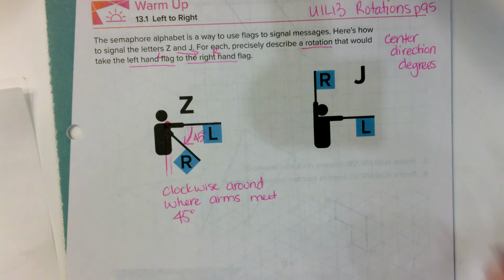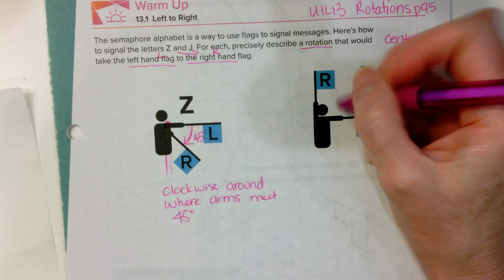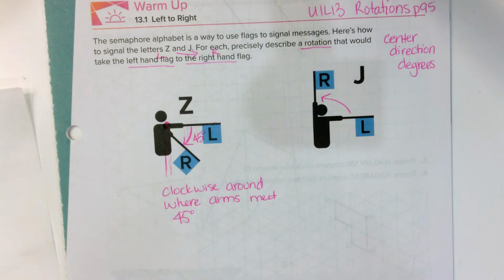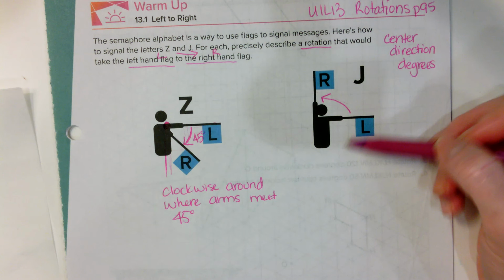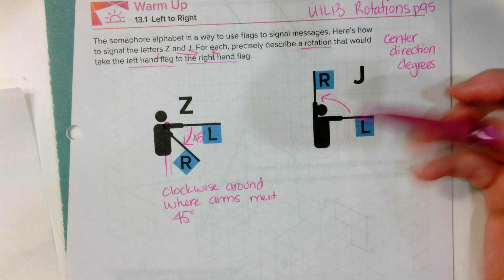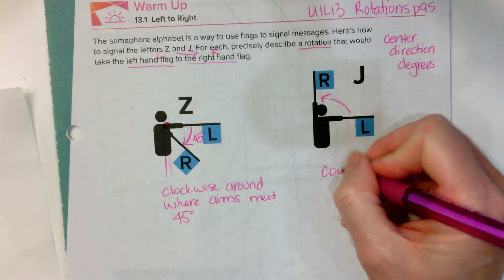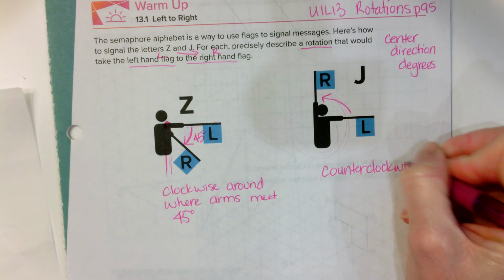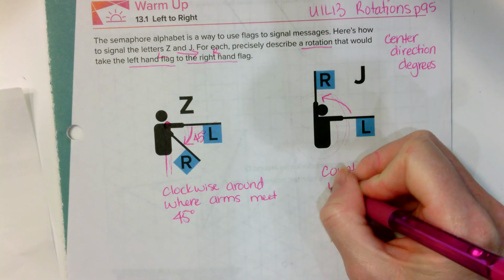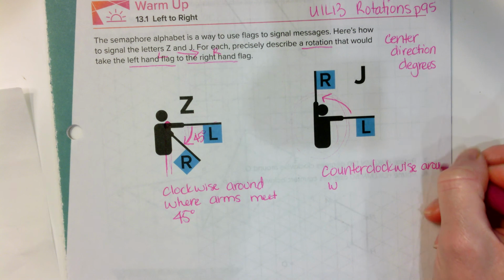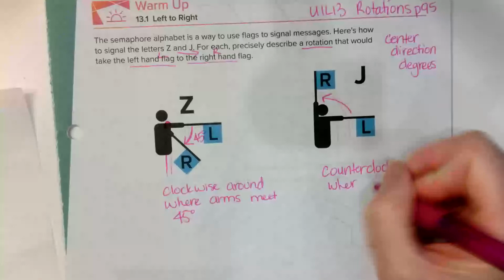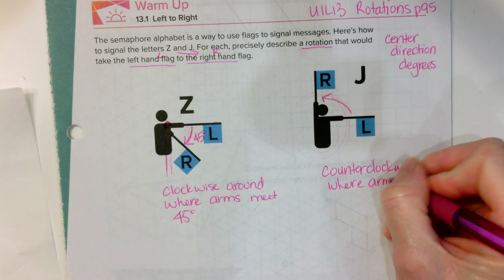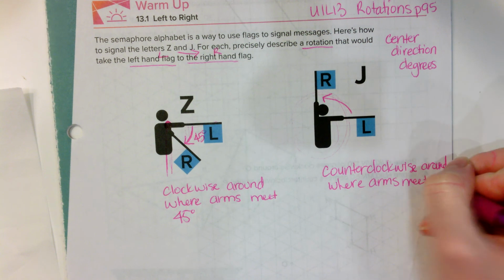So let's take a look at this side. If I'm traveling from L to R, I'm going counterclockwise. This movement would be opposite of a clock. And so we call this counterclockwise. That's my direction. And then this is around, again, where the arms meet. Usually that's going to be a point.